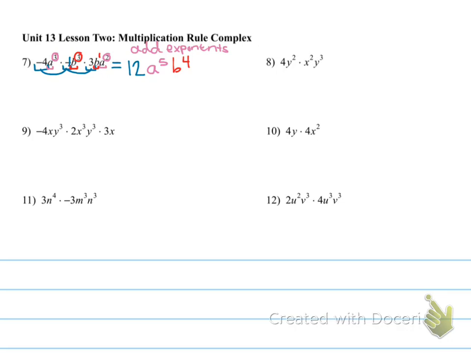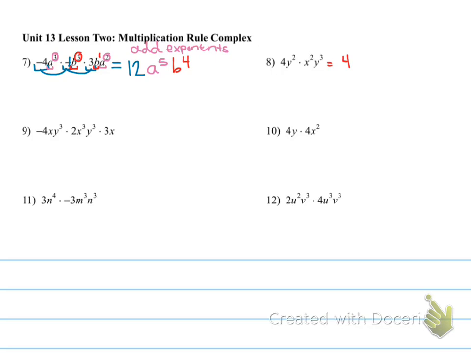Let's take a look at number 8. Very similar. We notice that there's a 4 in front. There aren't any other 4s. There aren't any other big numbers. So just go ahead and bring that 4 along for our answer. Then we can dive into the exponents and the variables.